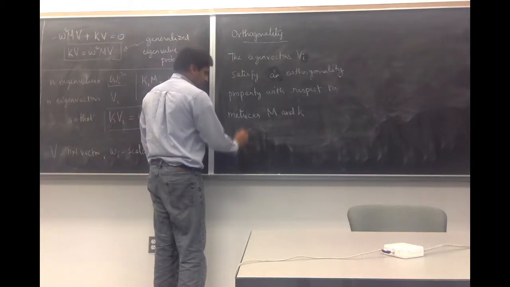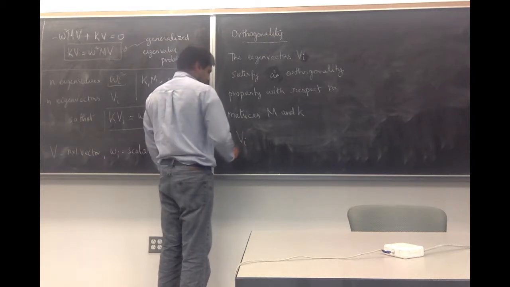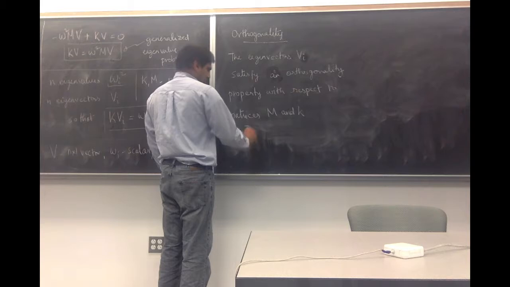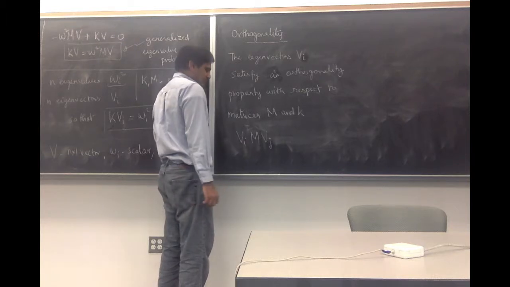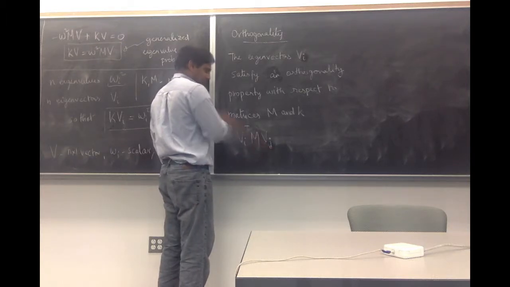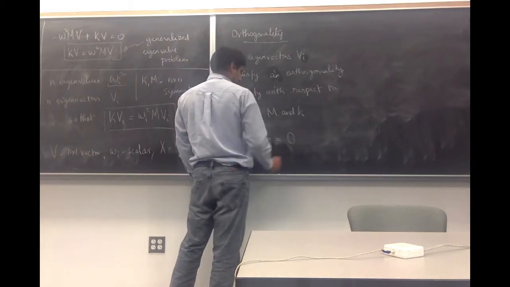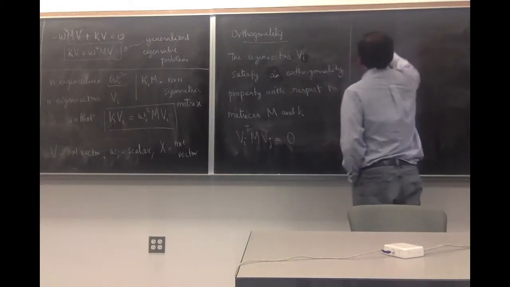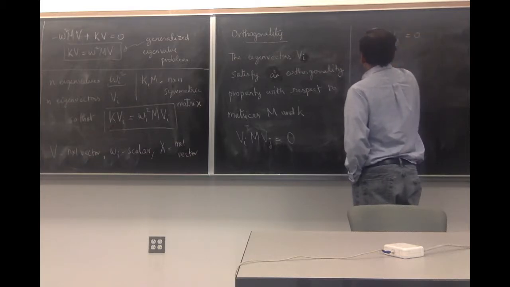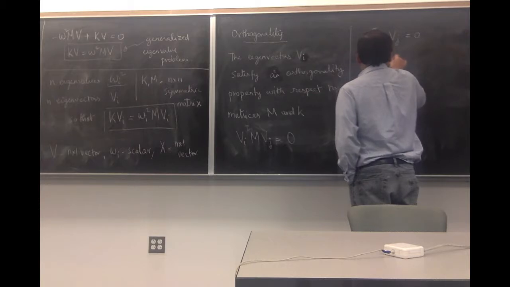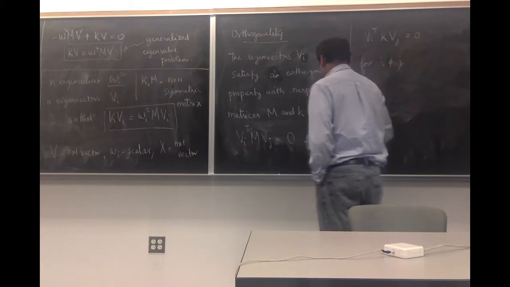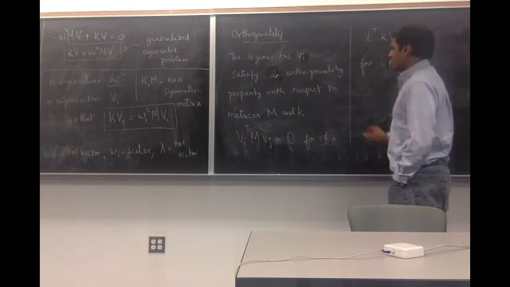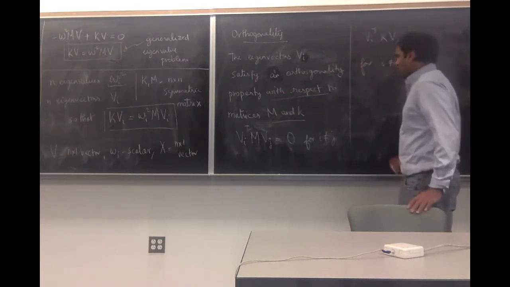If you take a vector vi and take the transpose of it, multiply with the matrix M, and then multiply that with vector Vj, where Vj is not equal to Vi, in other words, it is not the same vector, I is not equal to j, that is equal to 0. And similarly, Vi transpose K Vj is also equal to 0 for I not equal to j. This is called the orthogonality with respect to M and K.